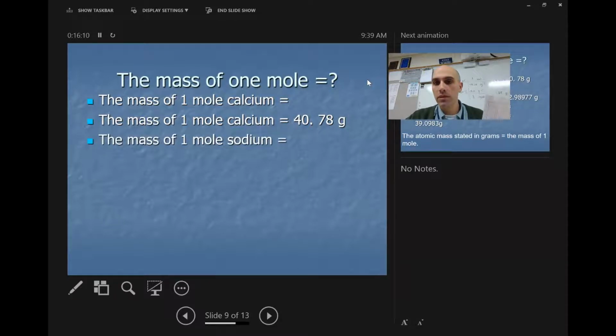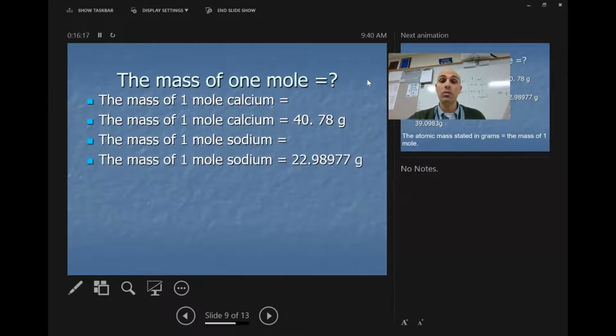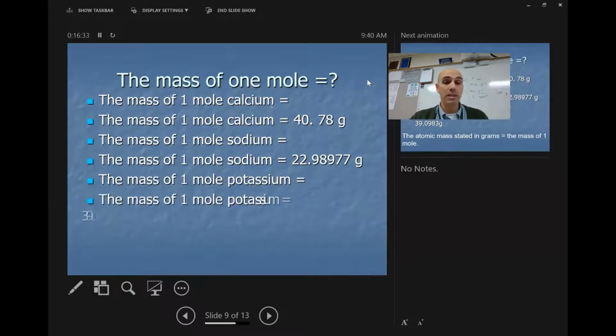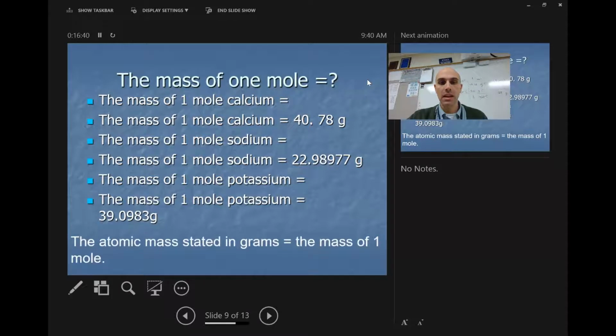What's the mass of 1 mole of sodium? Na, upper left-hand side of the periodic table. Mass of 1 mole of sodium is 22.99. Mine says 22.990. What's the mass of 1 mole of potassium? That symbol would be K, left-hand side. Mass of 1 mole of potassium is 30.098, 30.10, round up. Okay, the atomic mass is always stated in grams.